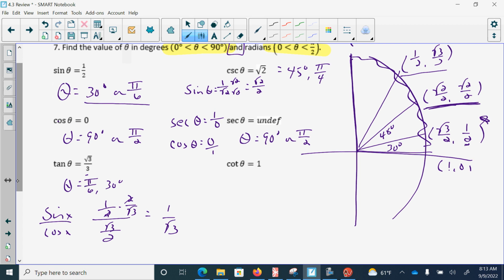And then the last one, cotangent is equal to 1. Cotangent, remember, is cosine of theta over sine of theta. In order for me to divide a number and get 1 as an answer, that means these two have to be the exact same number. And the only time that happens is right here. So I'm going to say theta is equal to 45 degrees or pi over 4.